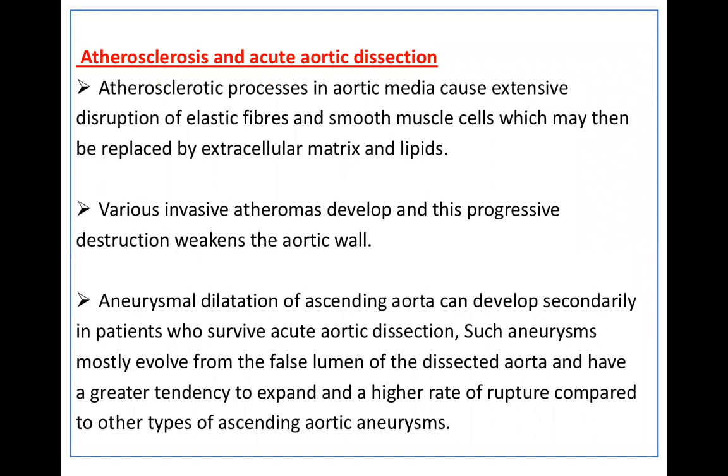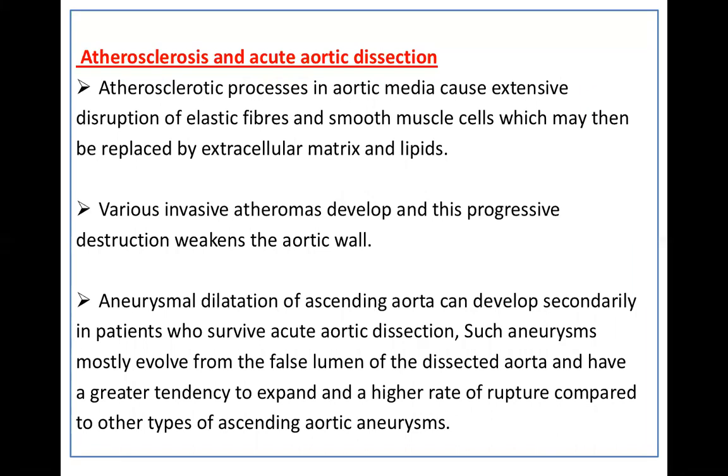Atherosclerosis and dissection: the process in the aortic media causes extensive disruption of the elastic fiber and the smooth muscle cell, which may be replaced by extracellular matrix and lipid. And with various invasion of the atheroma developed, and progression, it will lead to destruction and weakness of the aortic wall.